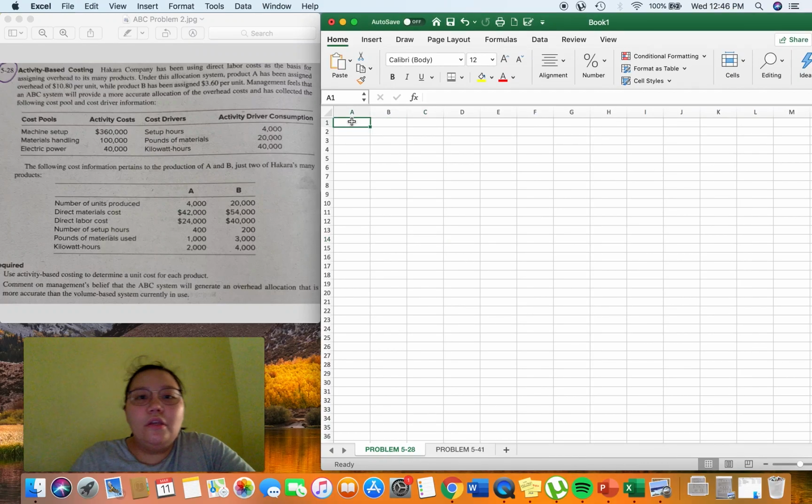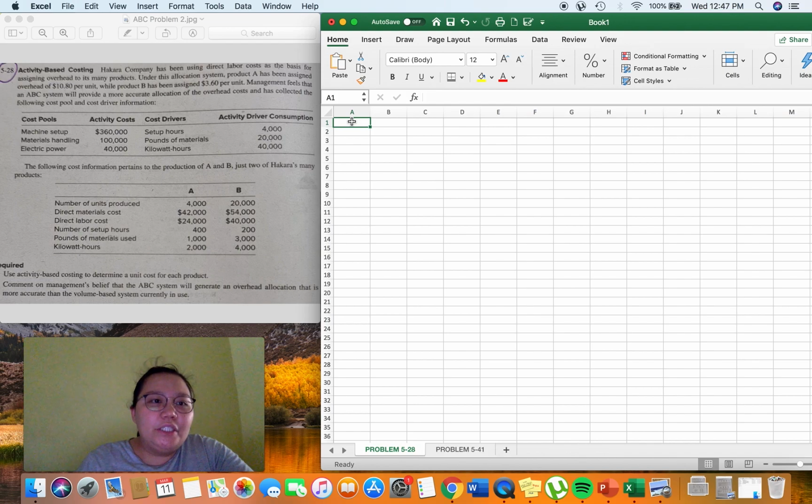So to illustrate the concept of activity-based costing, we will answer problem 5-28 of your book. Let us read the problem. Hakara company has been using direct labor cost as the basis for assigning overhead to its many products. Under this allocation system, product A has been assigned overhead of 10.8 per unit, while product B has been assigned 3.6 per unit. Management feels that an ABC system will provide a more accurate allocation of the overhead costs and has collected the following cost pool and cost driver information.